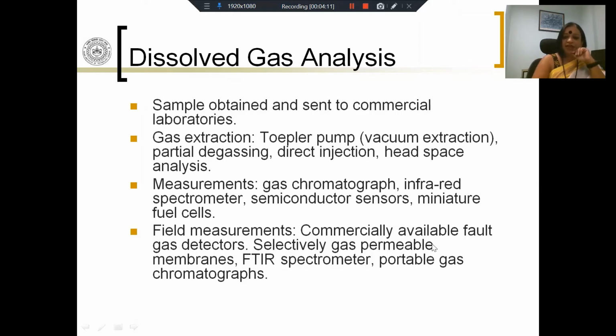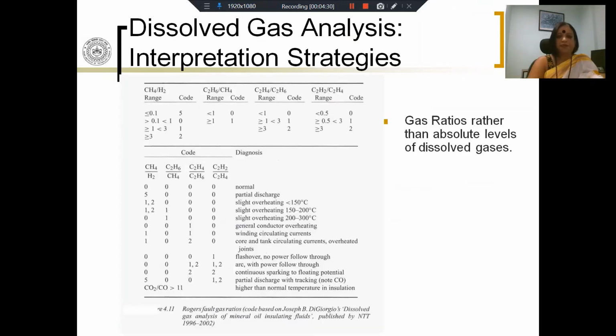There are selective gas permeable membranes, which allow certain gases to pass through. So you take that mixture of gases and, using a portable FTIR spectrometer or a portable gas chromatograph, analyze the constituent materials.